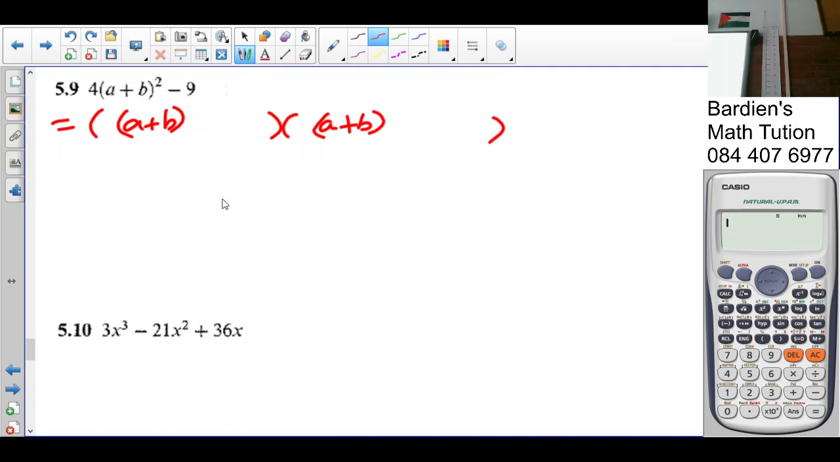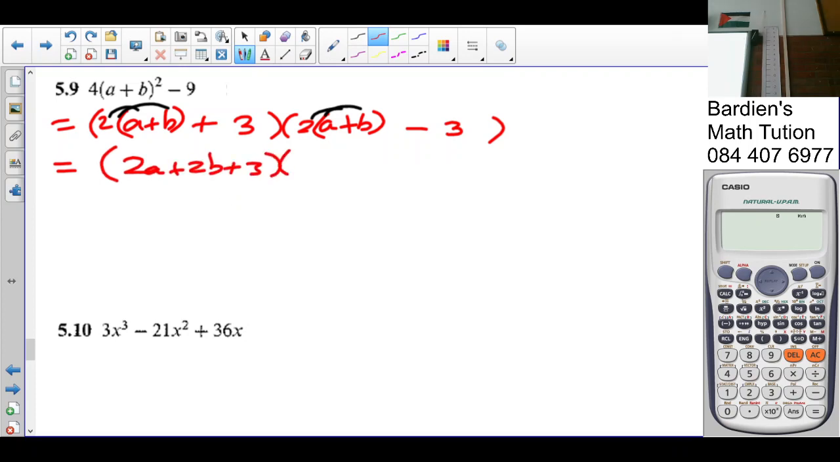Anybody else? She's on the right track. Yes? Well done. What is being done there? What is factorization? Difference of two squares. Right. So what do we get? 2a plus 2b plus 3, and 2a plus 2b minus 3.